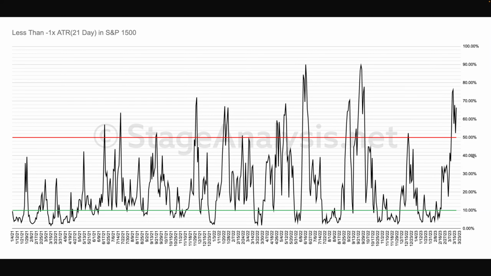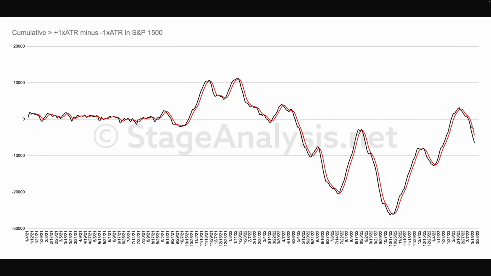But at the moment we're holding in a negative position. From a cumulative basis, you can see we've been on a negative signal for a good few weeks now, since mid-February time.